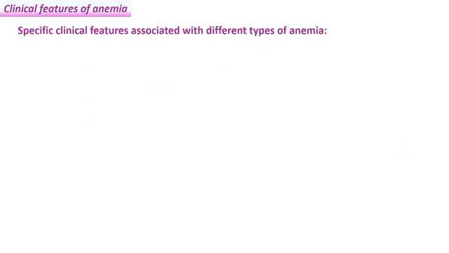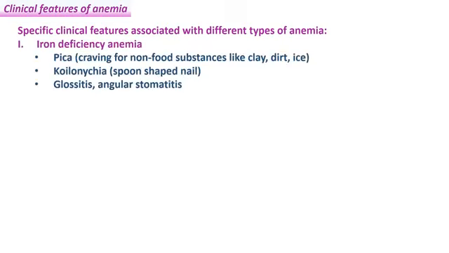Specific clinical features associated with different types of anemia. In iron deficiency anemia, pica, that is craving for non-food substances like clay, dark ice, koilonychia, that is spoon-shaped nail, glossitis, angular stomatitis.